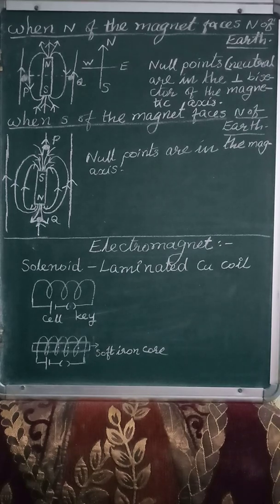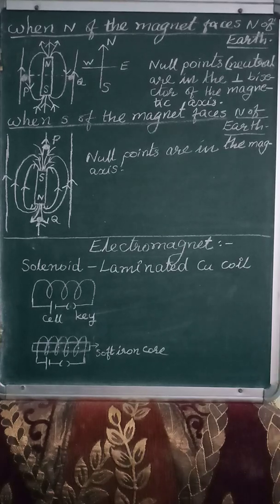Your previous teacher has taught about magnetism. What is a magnet? What are the poles of a magnet? What is a magnetic axis? What is a magnetic field? What are magnetic lines of force? What are the properties of magnetic lines of force? Then the Earth behaves as a magnet, a strong magnet.